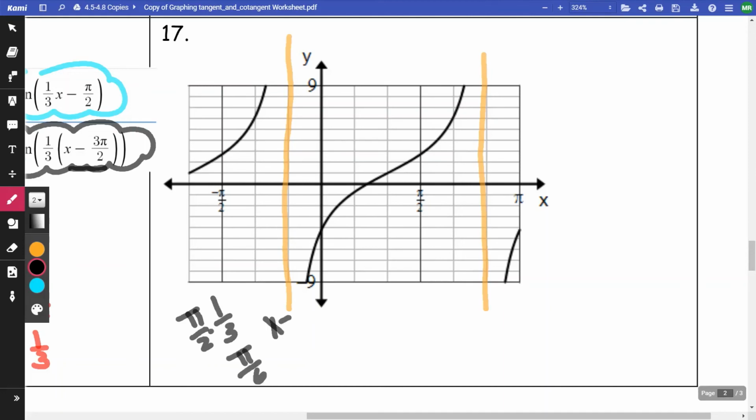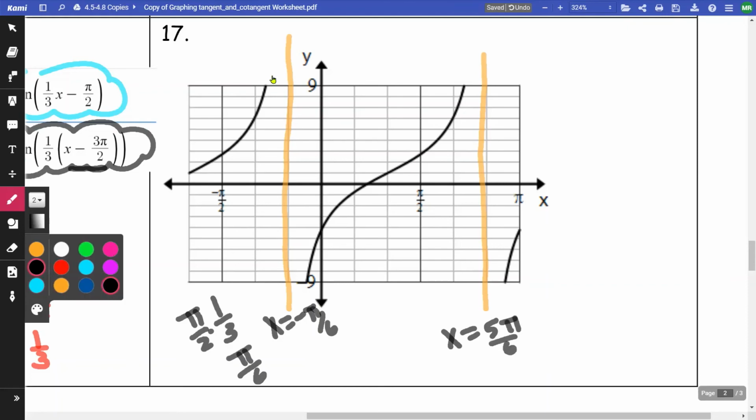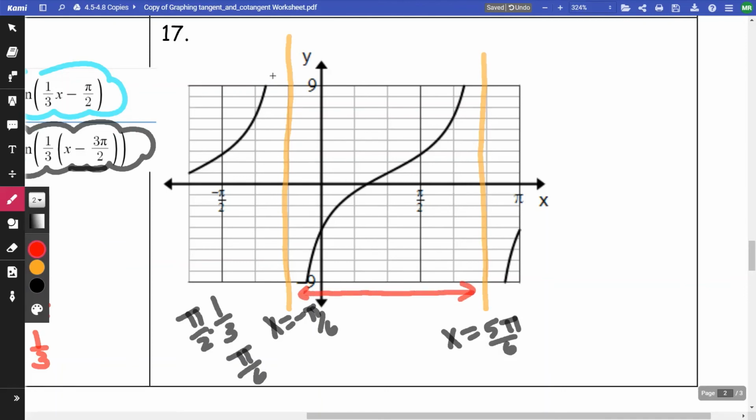So this is going to be at a negative pi 6. I'm going to be pi 6 off of this, so this is going to be at 5 pi 6. So the distance from here to here will be my period, and that is pi.